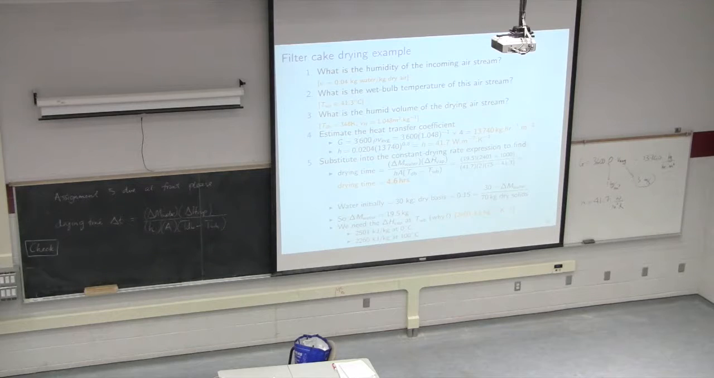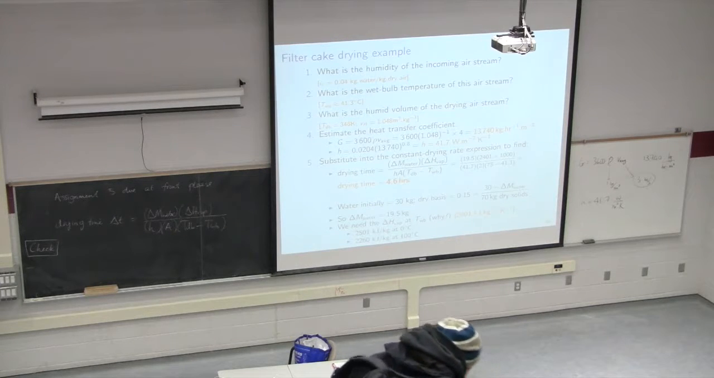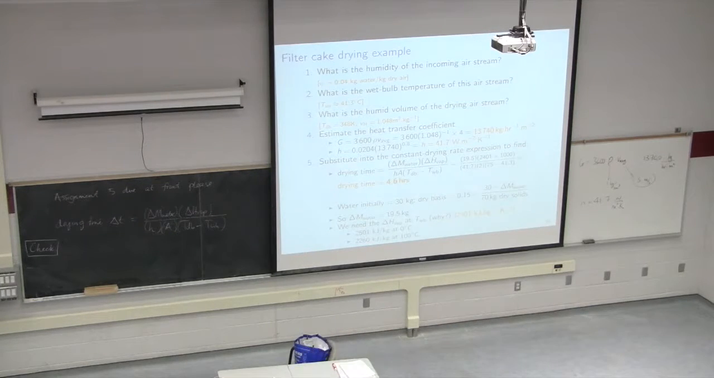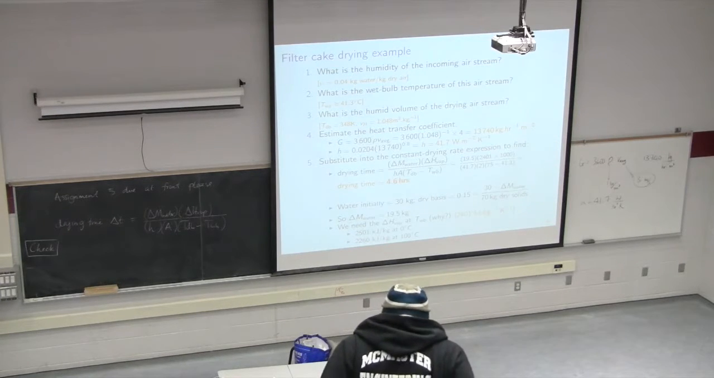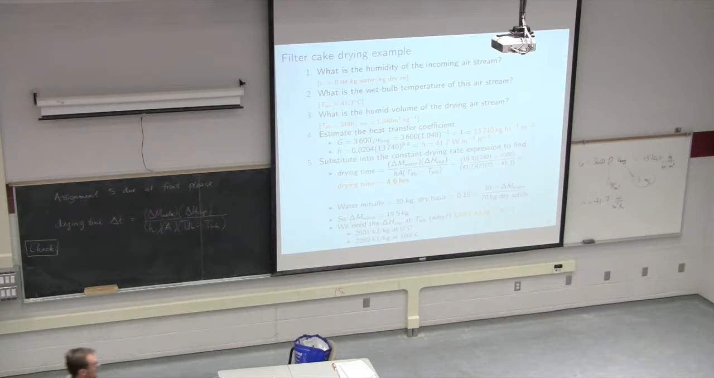Now let's ask this question. 4.6 hours is too long to satisfy your needs for your company. How are you going to reduce that? Let's hear some suggestions. How might you reduce this time to dry your solids? Increase the velocity. Okay, that's one suggestion. Another one? Back here. Increase the exposed area. Great. Increase the dry bulb temperature. Okay, so we've got three suggestions.